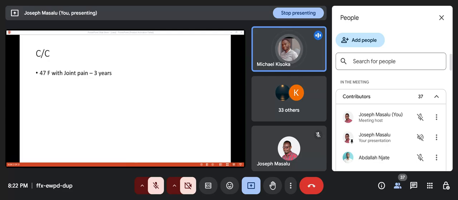And furthermore, associated symptoms. Does this woman have, let's say, intermittent fevers or not? I think that this will be a nice start with joint pain, and probably we can hear further from the patient.